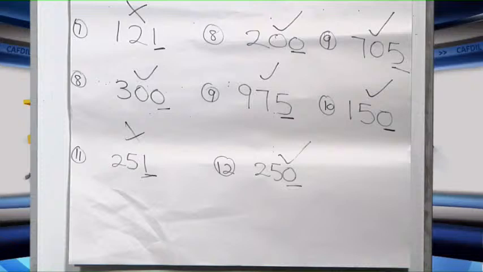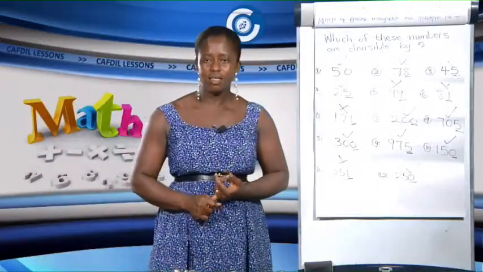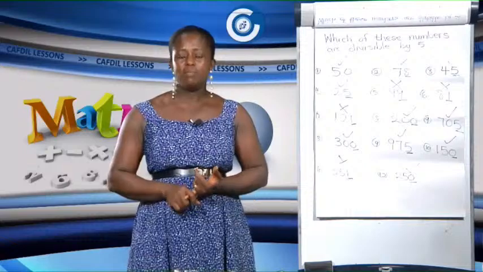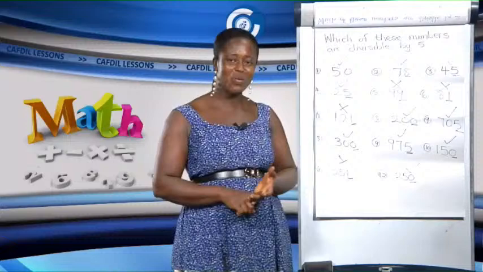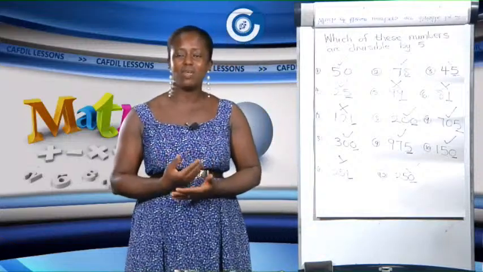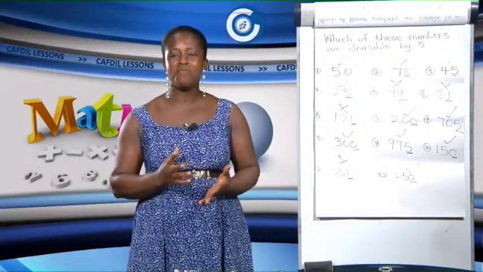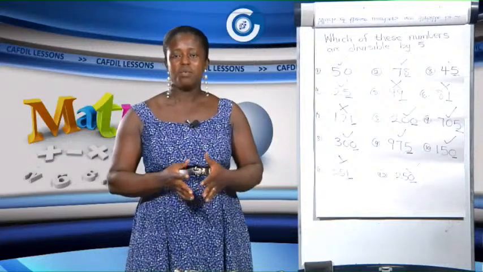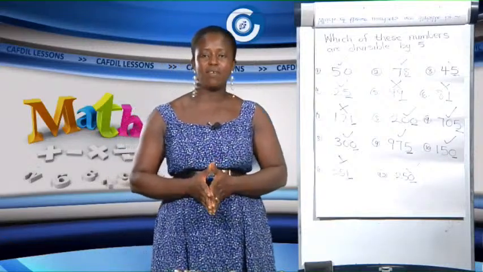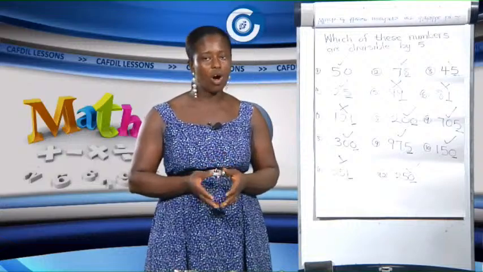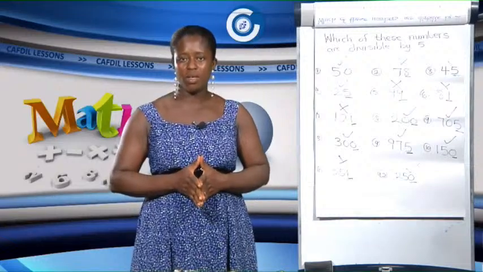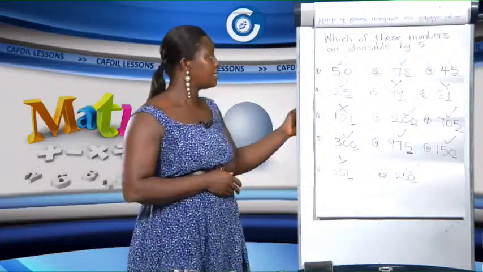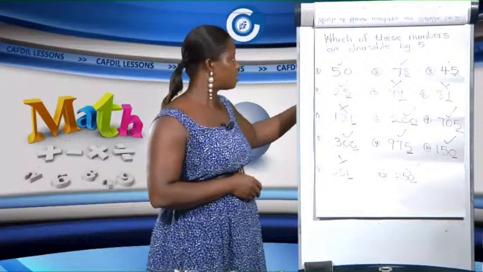Learners, have we been able to learn something today? Yes, we have learned the divisibility rule of 5 and then 2. We have learned the divisibility rule of 2 and then 5. Before we can determine if a number is divisible by 2 or divisible by 5, there is a rule that we must follow. And what does it say? Let's go back and check.